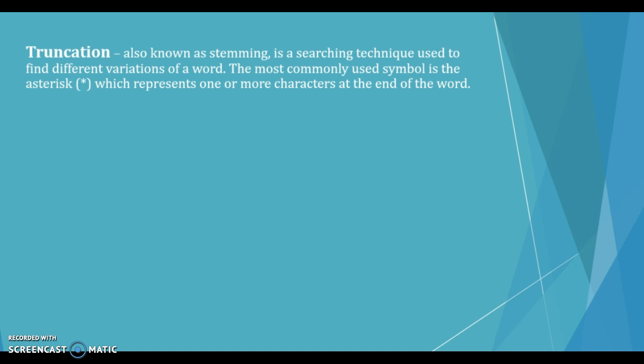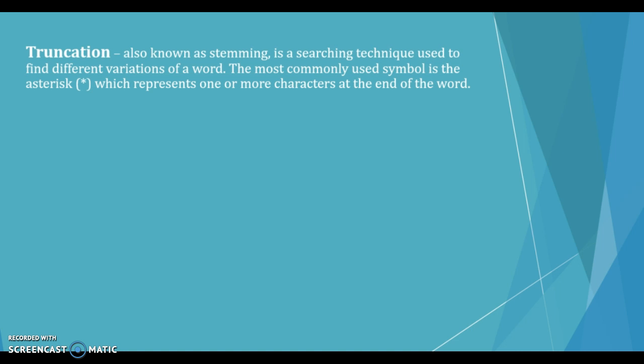First, what exactly is truncation and what impact does it have on an individual's search experience? Truncation, which is also referred to as stemming, is a searching technique in which part of a word is cut off and replaced with a symbol. This allows the searcher to find the different variations of a particular term simultaneously, retrieving an increased number of results. And not just any results, related and relevant results.